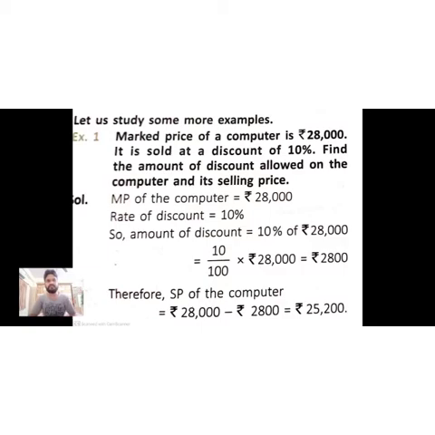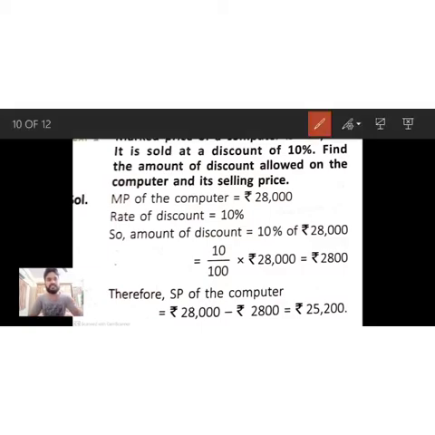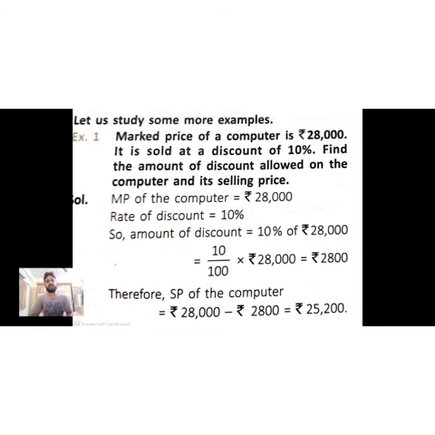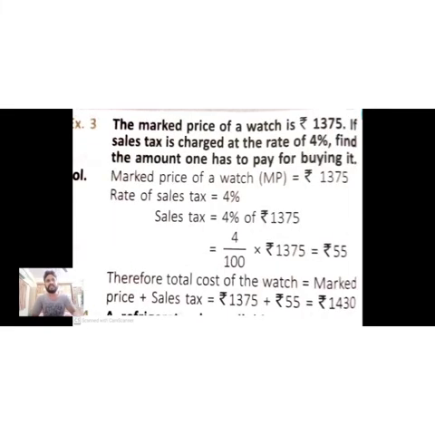Now see, the marked price is 28,000 and the discount is 10%. So 10% of 28,000 is rupees 2800. Therefore the SP of the computer is 28,000 minus 2,800, and the value is 25,200. So the selling price of the computer is 25,200. In this example, we just calculated the discount, and discount is calculated on the marked price or list price. In the next question, the sales tax is also given.